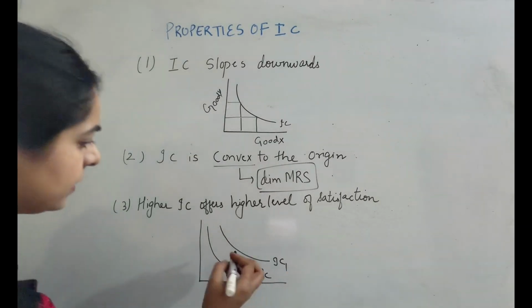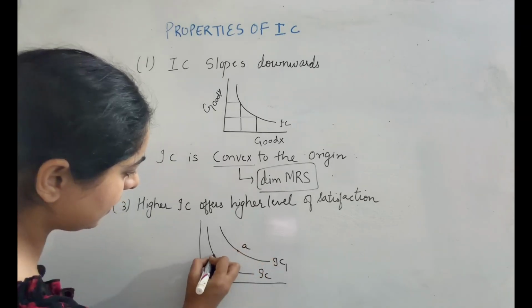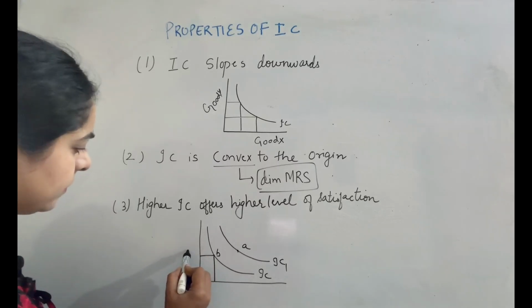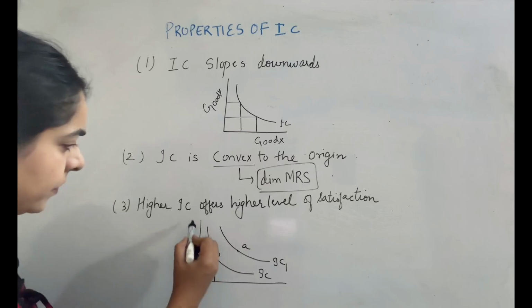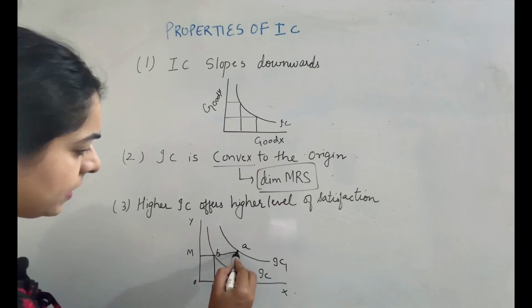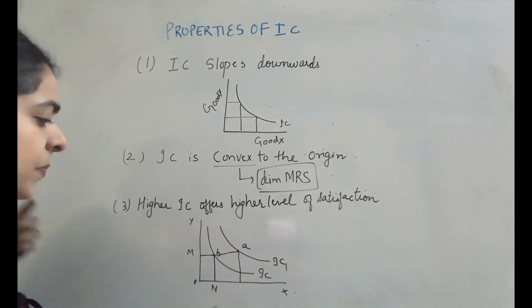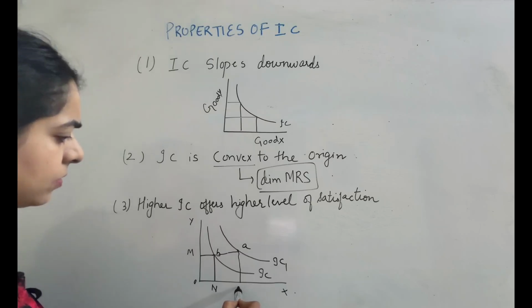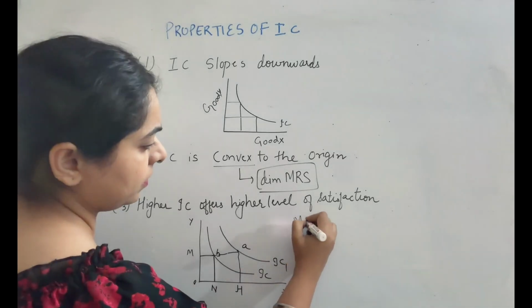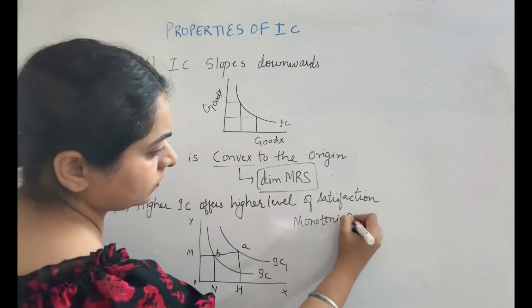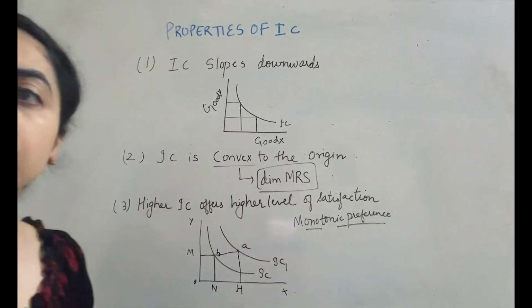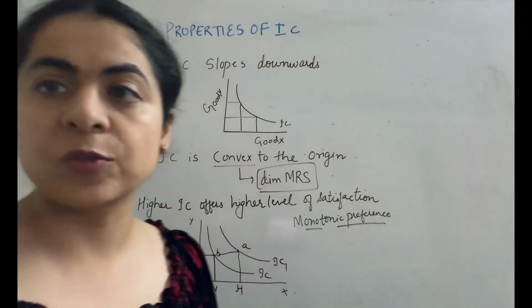In the given case, let's say that there are two different combinations, combination A and combination B. Combination B offers OM amount of good Y and, let's say, ON units of good X. Similarly, at point A, the consumer is consuming OM units of Y and, let's name it, OH units of X. According to monotonic preferences, a consumer will always try to maximize his satisfaction.